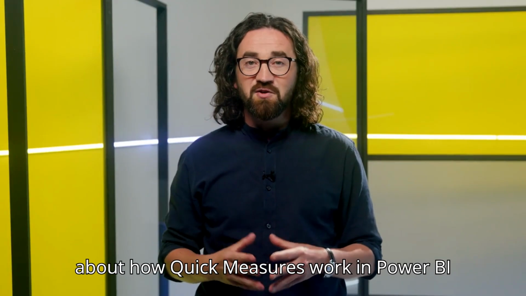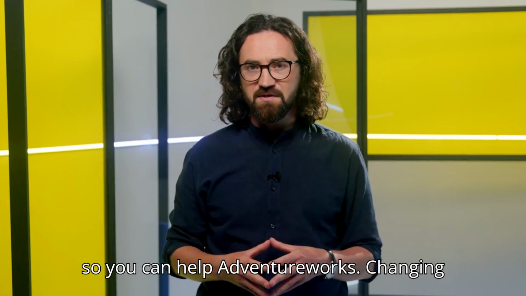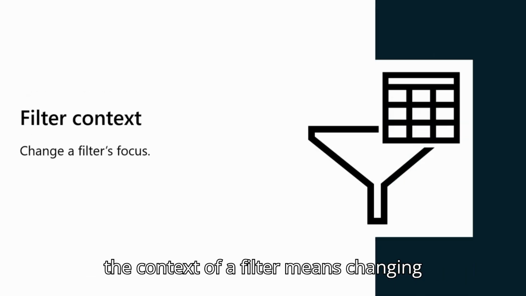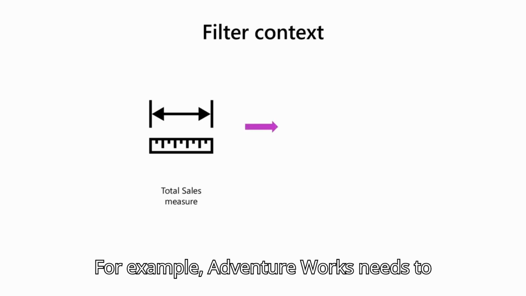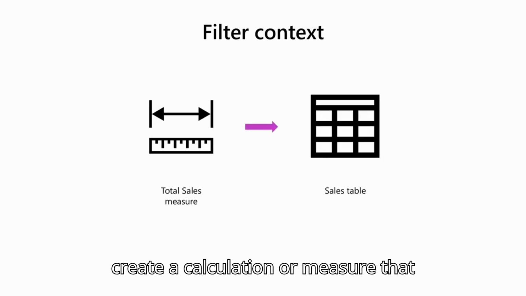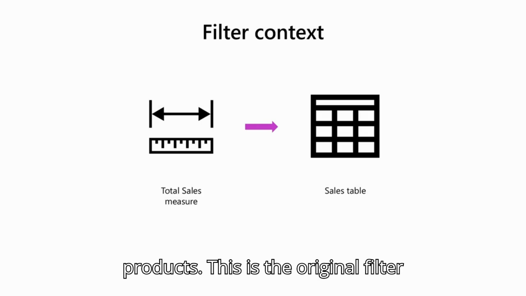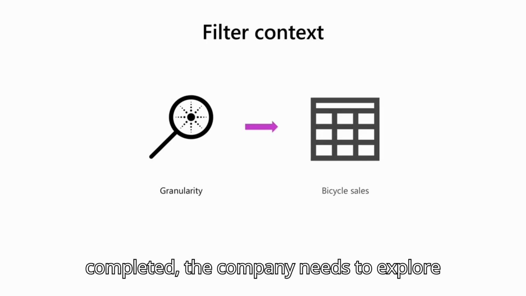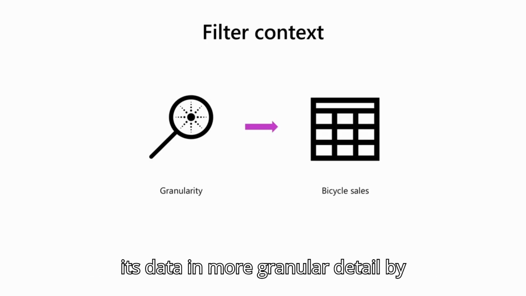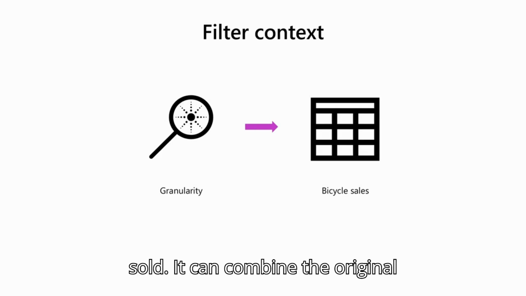Let's learn more about how quick measures work in Power BI, so you can help AdventureWorks. Changing the context of a filter means changing the data that the filter must analyze. For example, AdventureWorks needs to create a calculation or measure that analyzes its total sales for all its products. This is the original filter context. Once this calculation is completed, the company needs to explore its data in more granular detail by identifying how many bicycles it has sold.